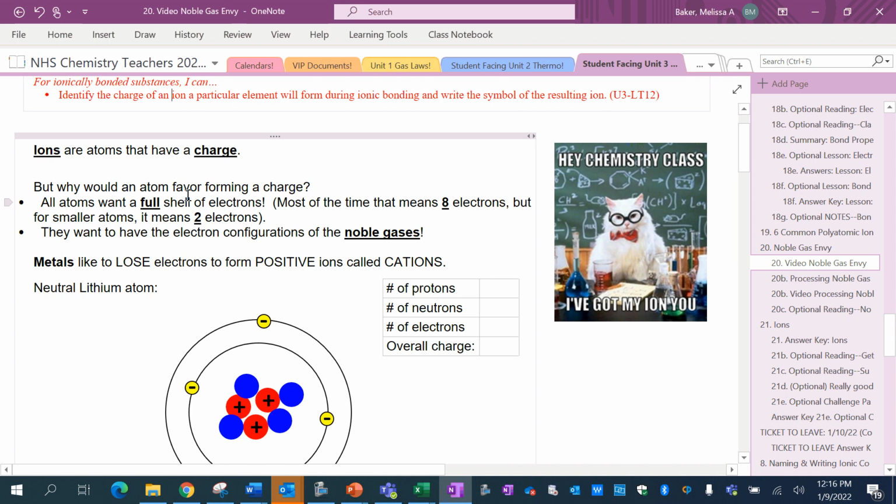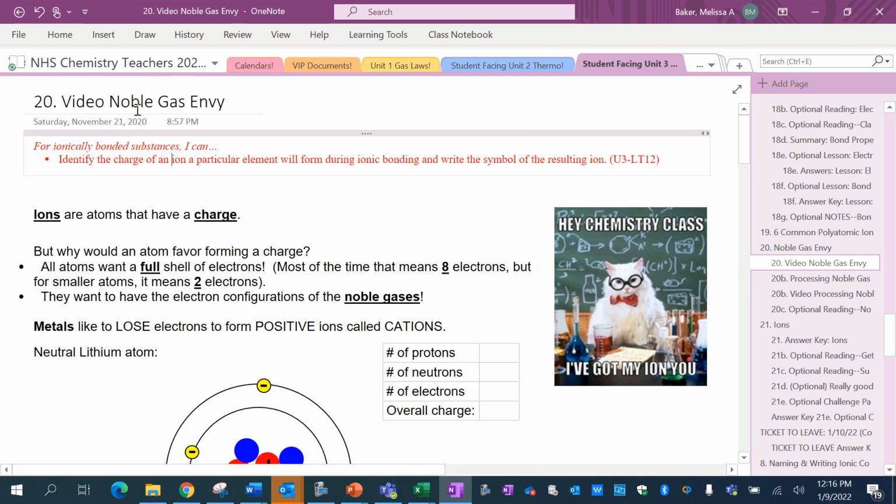But why does an atom want to do that anyways? Well, all atoms want to have a full outer shell of electrons. Most of the time that means 8 electrons, but for smaller atoms that means just 2 electrons. They want to have the electron configurations of the noble gases. That's why this is called noble gas envy.